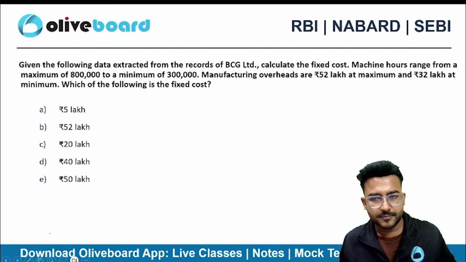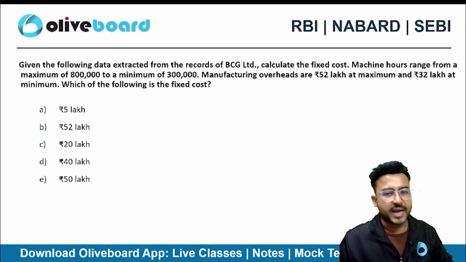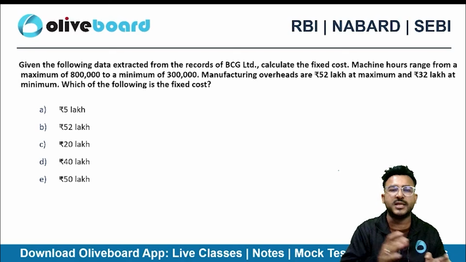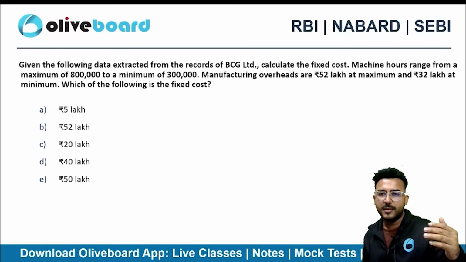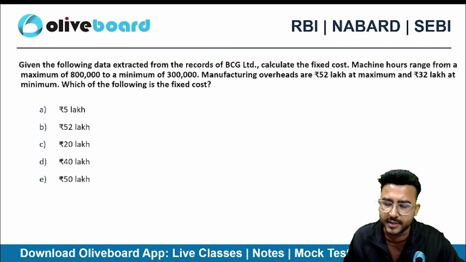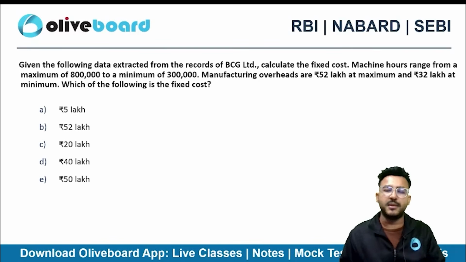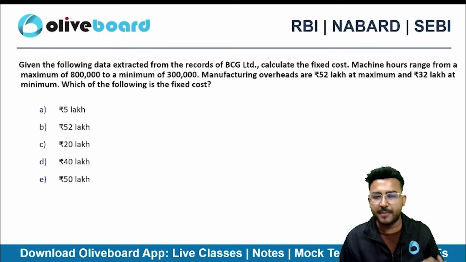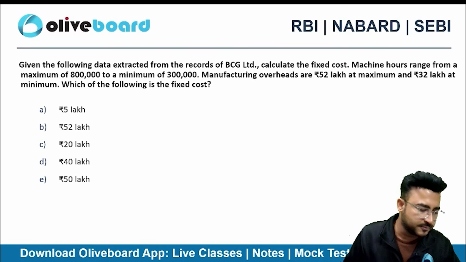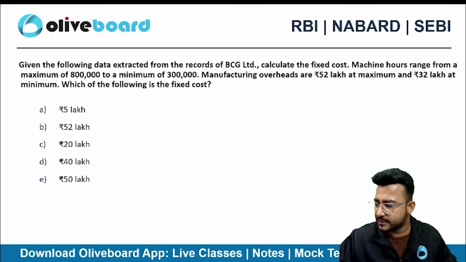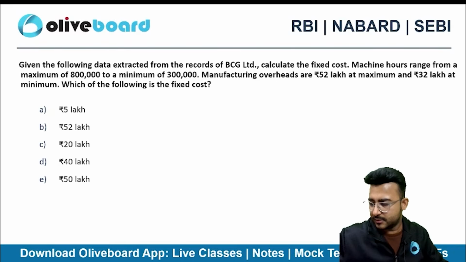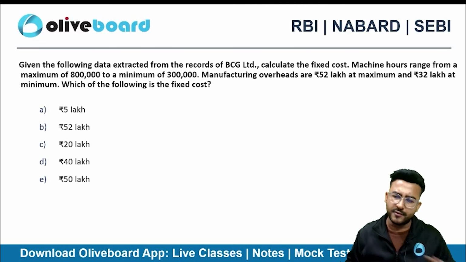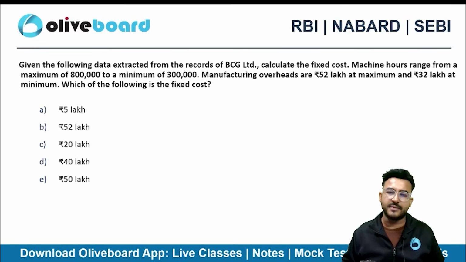Acha, next question. Given the following data extracted from the records of B Limited, you need to calculate the fixed cost. They have given you the machine hour range, the minimum and maximum machine hours. They have given you the manufacturing overheads, minimum and maximum amount of manufacturing overheads. What you need to calculate here is the amount of fixed cost. So how can I calculate my fixed cost if they have given me the changes in the level of activity? A very simple question. We have done it multiple times.